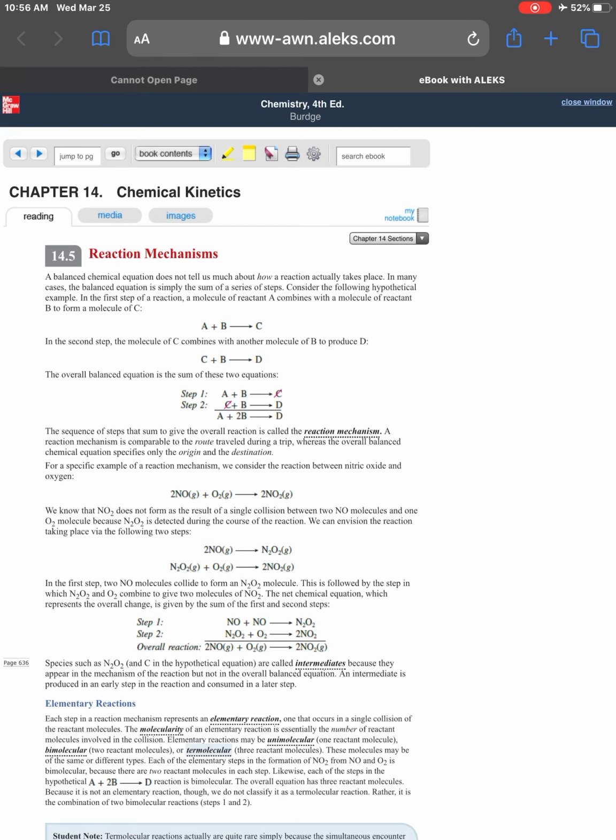Notice that in the two steps, the C is canceled because it appears on the reactant and the product side. And notice that the Bs are additive. A B in one step plus a B in a second step becomes two Bs.